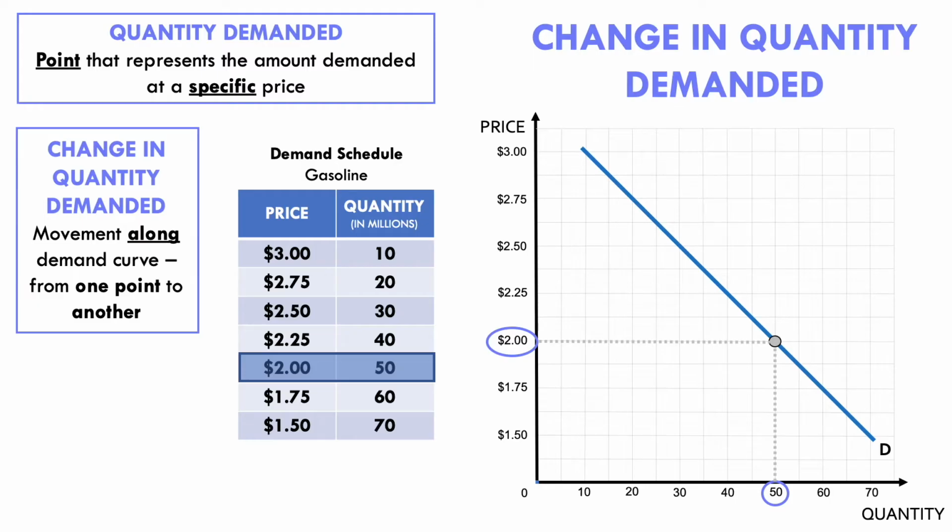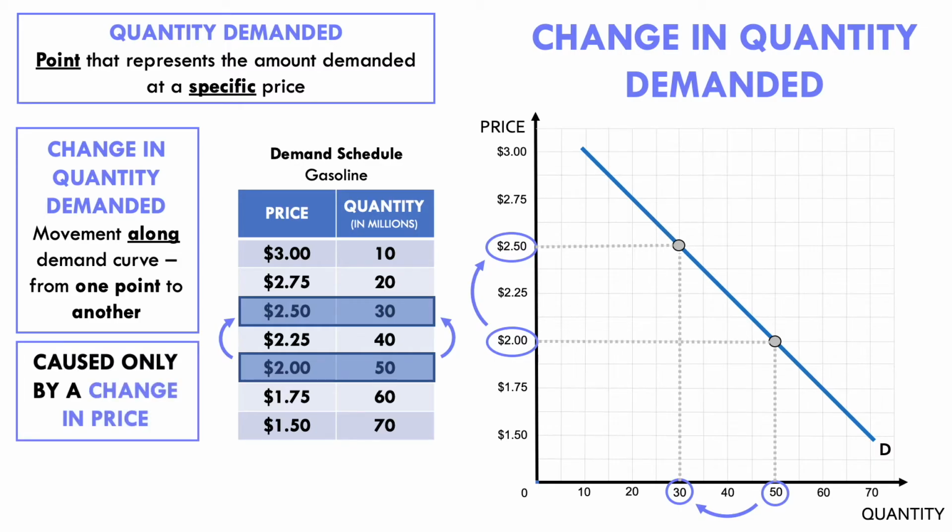Suppose the price rises from $2 to $2.50. What you notice is we have another specific point that is represented along our demand curve. We move from $2 up to $2.50, and you notice that the quantity demanded changes from 50 million gallons to 30 million gallons. You can see that both on our graph and our chart to the left. Because it is moving from one specific price to another, the quantity that people want, 50 million, now 30 million, is changing.